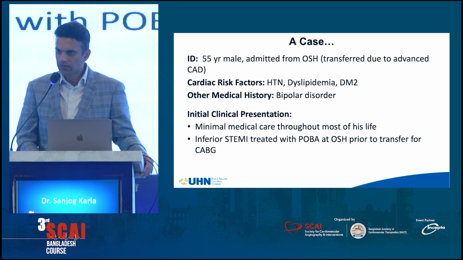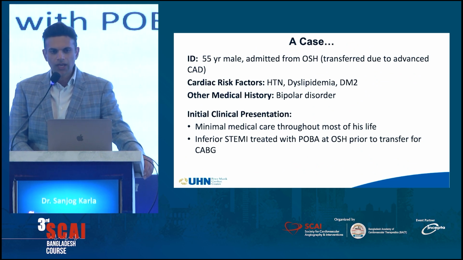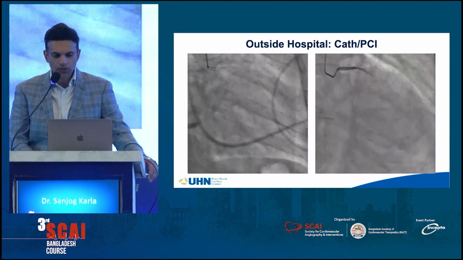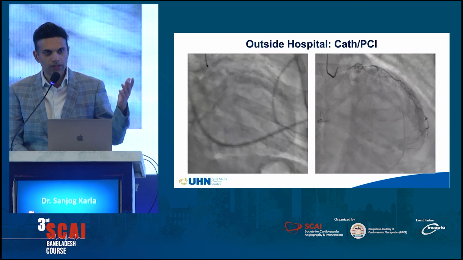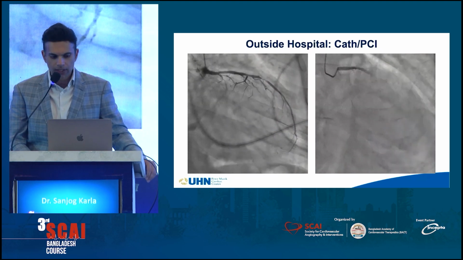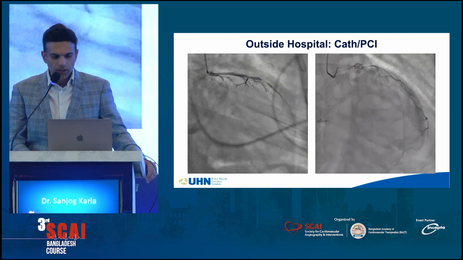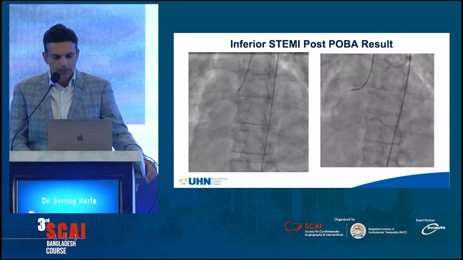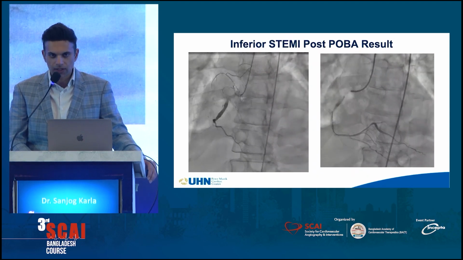This is a 55-year-old that I did not too long ago with the usual cardiac risk factors, who had minimal medical care throughout his life because of bipolar disorder, a common reason for marginalization. So he came in with a STEMI, was treated at an outside hospital with balloon angioplasty, sent for surgery and declined. These were his films, right? So you can see that the circumflex is out, the LAD is out, there's a super tight lesion at the diag. This was the inferior STEMI POBA result, but there's still a lot of disease in there.